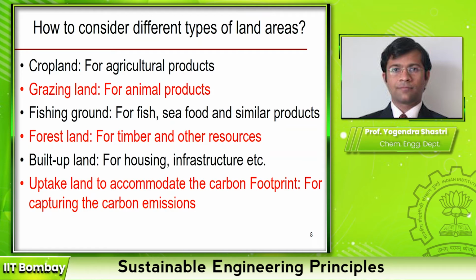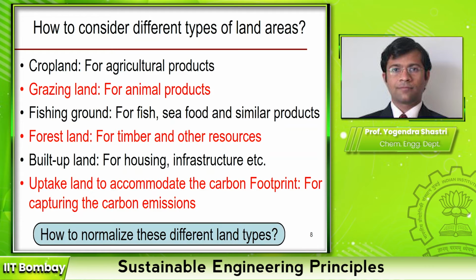And uptake of land to accommodate carbon footprint. In many cases, forest land is assumed to be the land required for capturing the CO2 emissions. Now the question is, how do you normalize these different types of land? Or in other words, is 1 hectare of cropland equivalent to 1 hectare of grazing land and the same as 1 hectare of forest land? Probably not. And in the next slide, I will explain how this is addressed in the ecological footprint calculation.